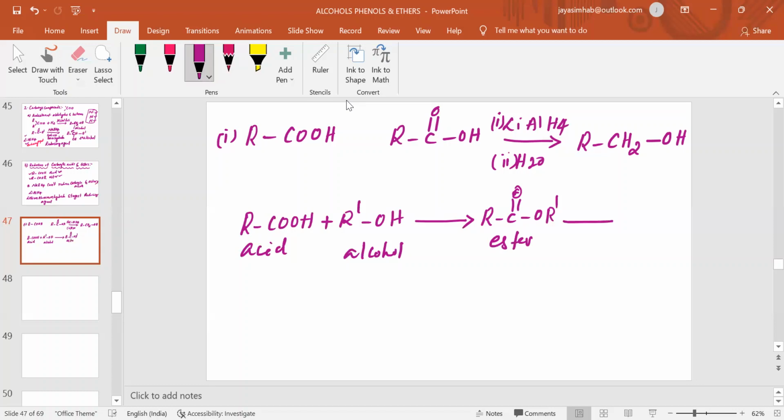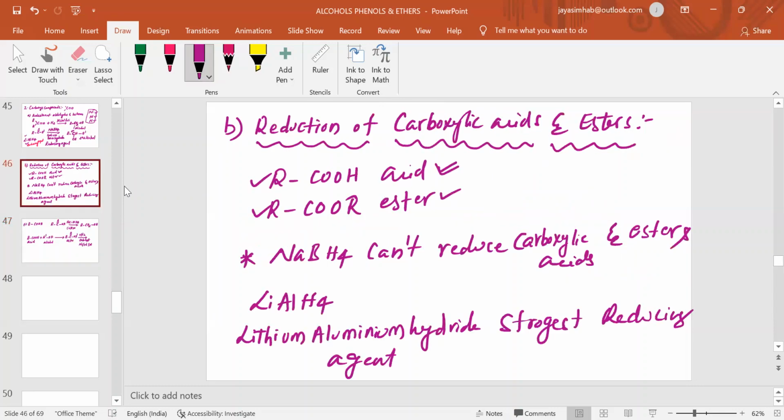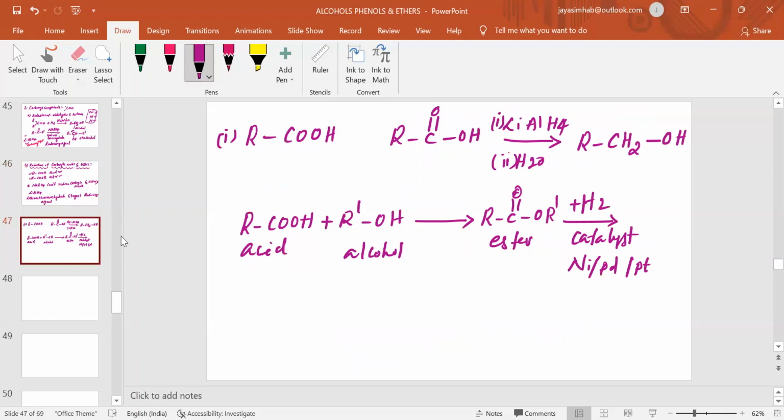So ester can be easily reduced by catalytic hydrogenation, by addition of hydrogen in the presence of a catalyst. Catalyst means again nickel, palladium, platinum. Ester can also be easily reduced by lithium aluminum hydride. But I told you sodium borohydride cannot reduce the esters or carboxylic acids. But in the presence of a catalyst, by addition of hydrogen, it can easily be reduced to the respective alcohol.